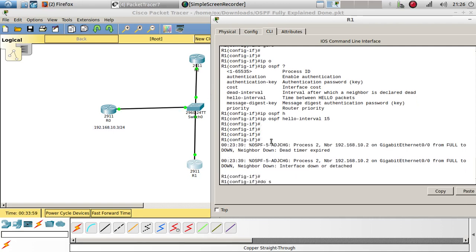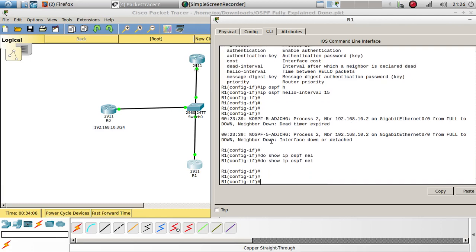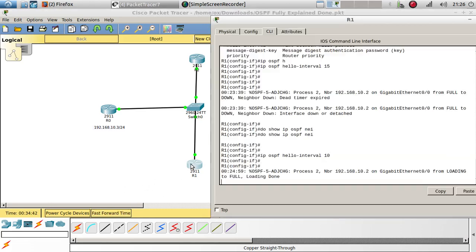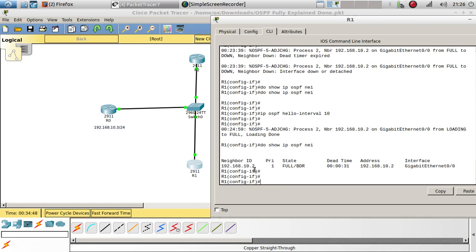And you can do show IP OSPF neighbor. You can see that we don't have any neighbors there. So let's go back and set it to 10, and if we fast forward, now you can see that we have formed a neighbor relationship, and there it is. So the neighbor relationship went up.